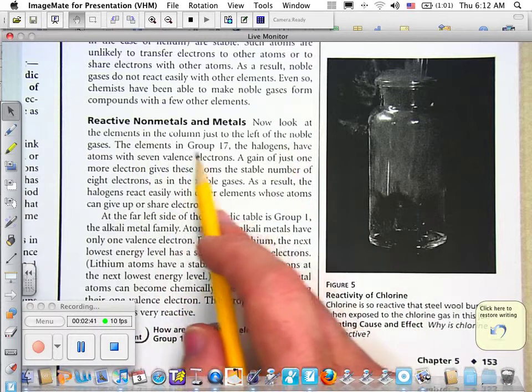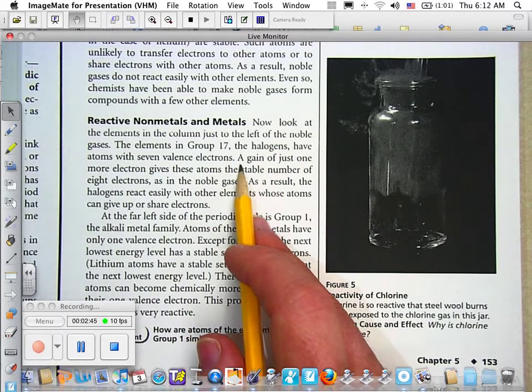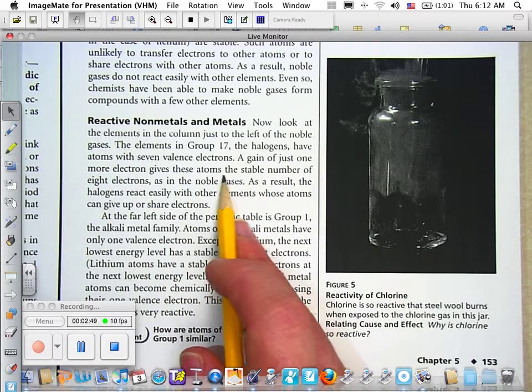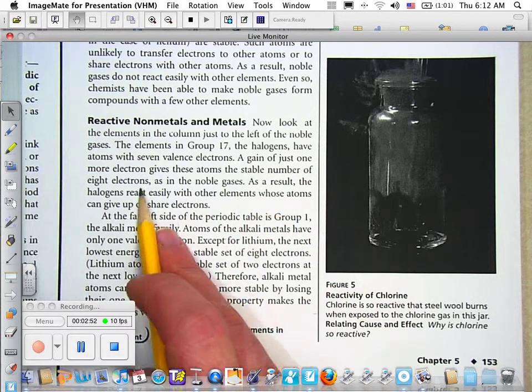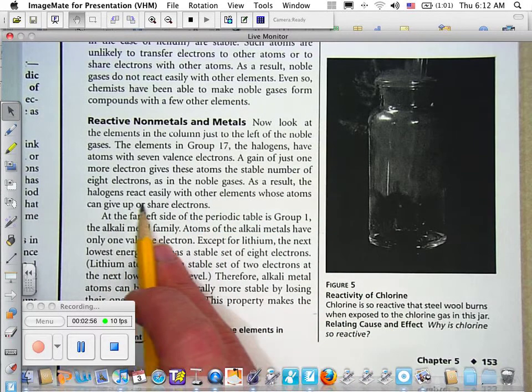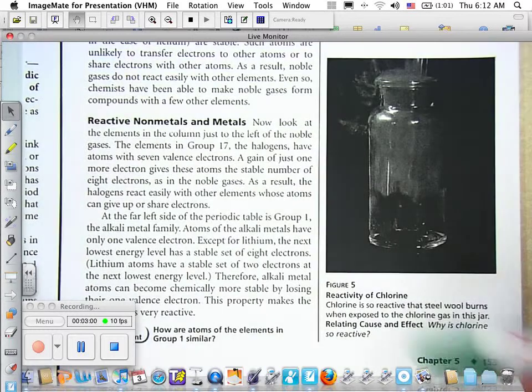The group 17 elements, the halogens, have atoms with 7 valence electrons. A gain of just 1 more electron gives these atoms the stable number of 8 electrons, just like a noble gas. As a result, the halogens react easily with other elements whose atoms can give up or share electrons.